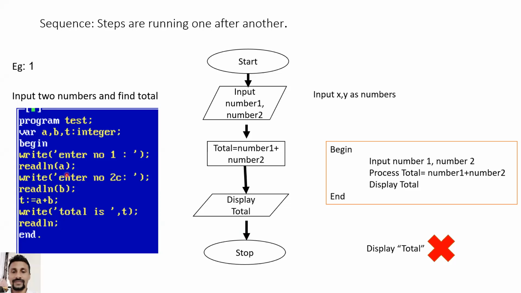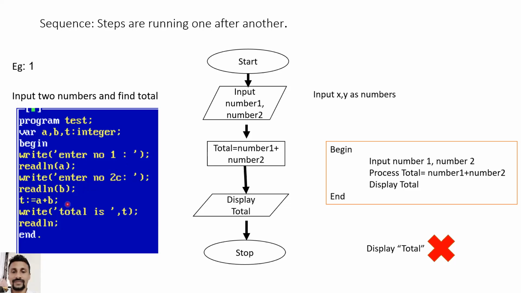Then another message is displayed, enter number two. Sorry, something has happened, don't worry about that. Enter number two, right? So readln b means whatever you enter will be stored inside the variable called b. Then you are adding them and assigning to the variable t. Now look here, when you are assigning, you have to use colon and equal marks. Also you have put semicolons. If you don't put a semicolon, you can't compile; a compile error will come, right?